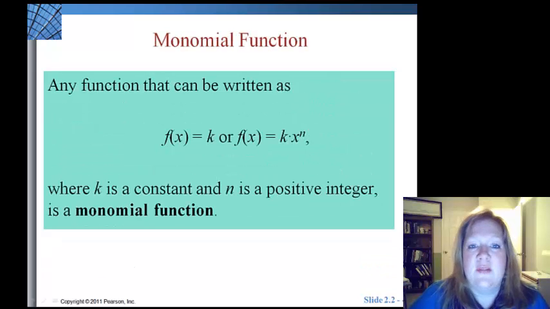The other thing we have is monomial functions, and monomial functions, you know, mono is not just the kissing disease. Monomial means 1. So f of x equals k, or f of x equals k times x to the n, where k is a constant, that means it doesn't change, and n is a positive integer. That's important. Integer means it's not a fraction, and positive, you know, it's bigger than 0. So it can't be a negative, can't be a fraction, can't be a decimal. It has to be a positive integer like 1, 2, 3. That's what a monomial function is.